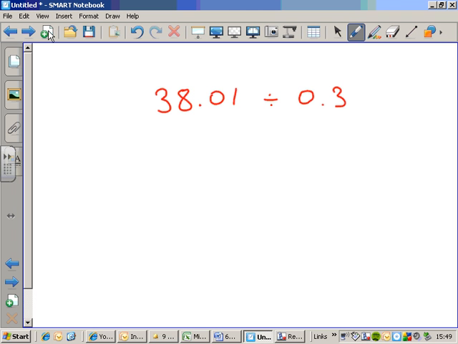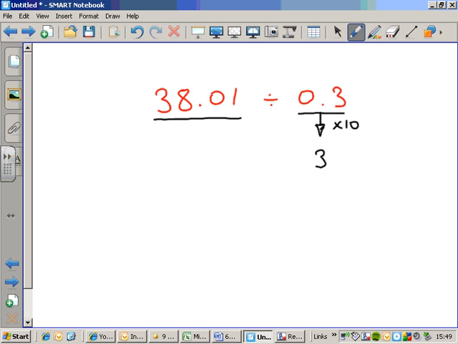And so to make our life easier, don't you think it would be better if we could turn our 0.3 into a whole number? It would, wouldn't it? Can you think of a way of turning 0.3 into a whole number? Of course you can. You can times 0.3 by 10, and bingo, it turns into 3, and we know we can divide numbers by 3, because we're quite clever, really.